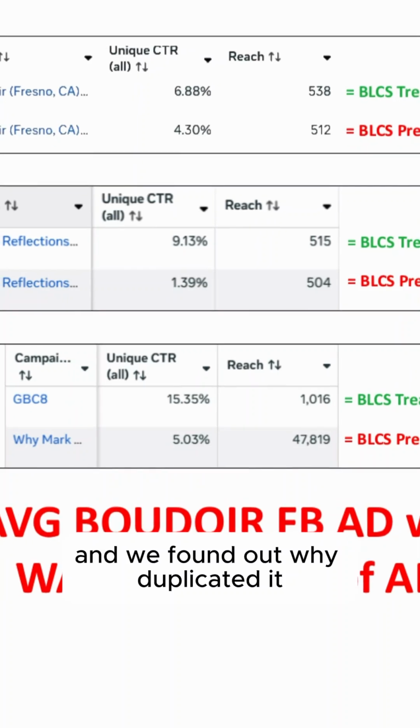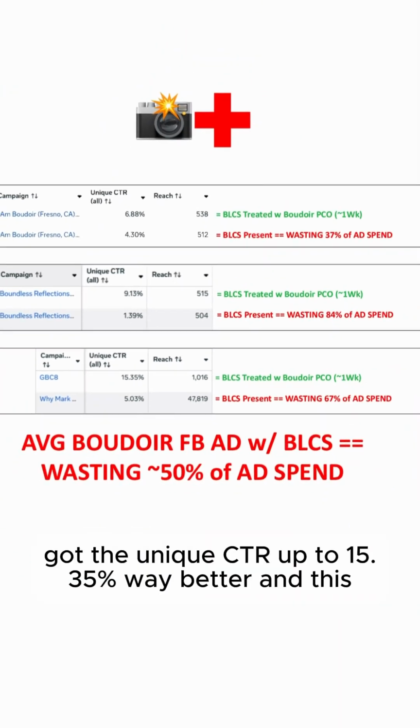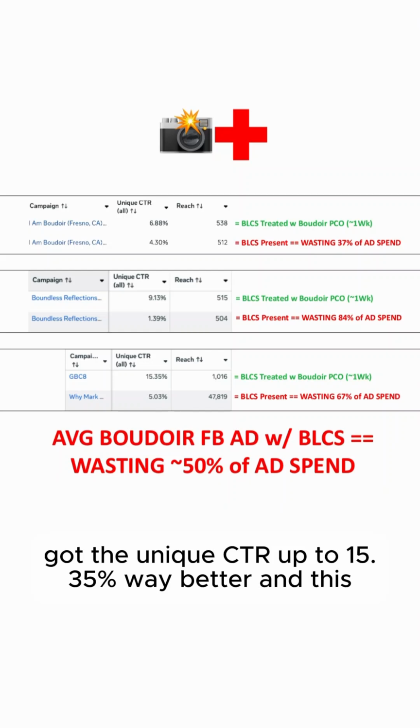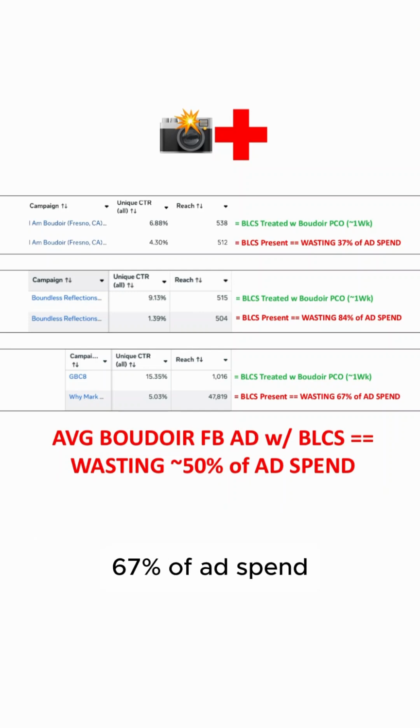And we found out, well, I duplicated it, treated it with Boudoir Pico, took about a week, got the unique CTR up to 15.35%, way better. And this one's insanely good. So we found his original Boudoir Facebook ad is wasting 67% of ad spend.